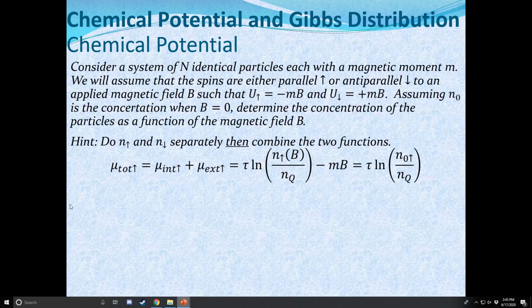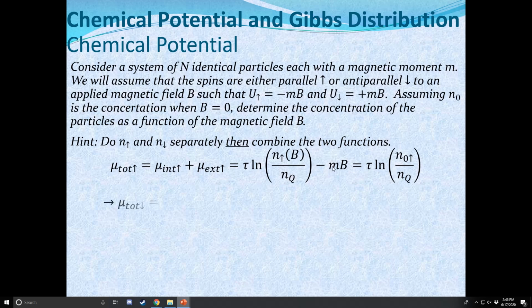Alright, so we know that the chemical potential for spin up is going to be set as this. The chemical potential for the internal plus the external. So what that gives me is this. So this is my internal chemical potential, and then this is the external magnetic energy. And we know that this, for the spin up part, will end up being equal to the initial chemical potential of the spin up. So this is what they mean by do it separately for spin up and spin down.